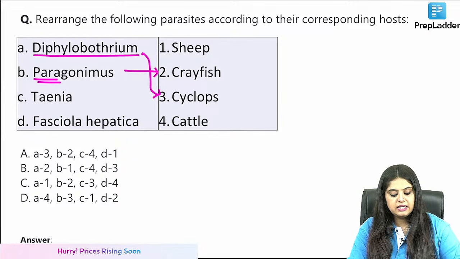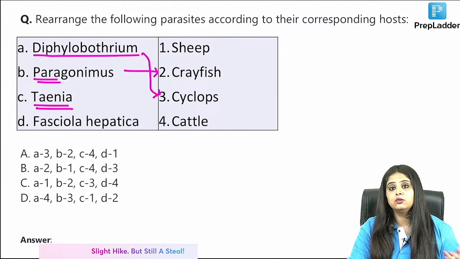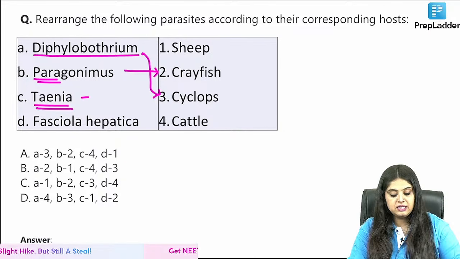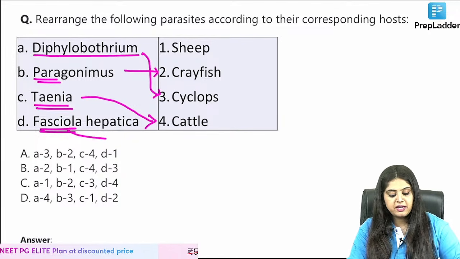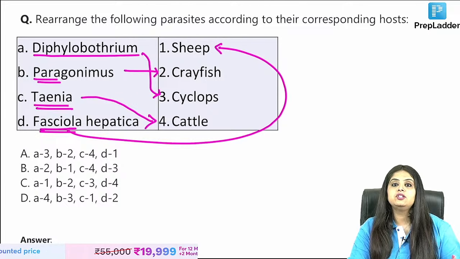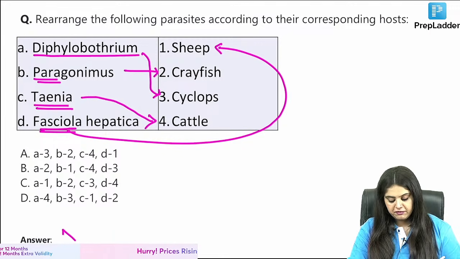Then we come to Taenia. Taenia, which one? They've not mentioned. Taenia solium would be pig. Pig is not here. Maybe it is Taenia saginata. Saginata is for cattle. Fasciola is Fasciola hepatica. Fasciola hepatica is sheep. So this is also settled over here. All of you are perfectly right.